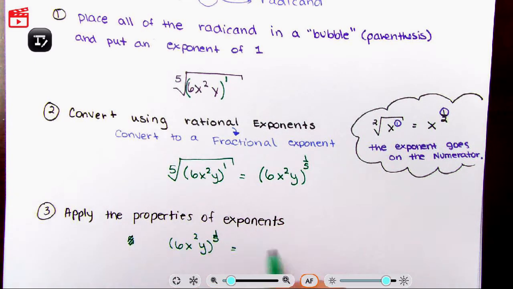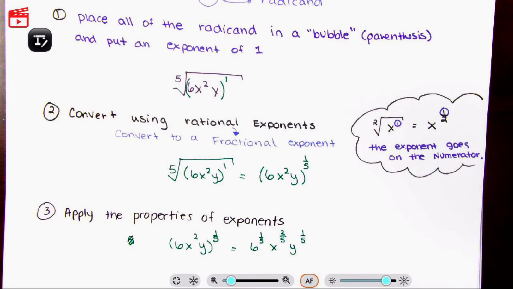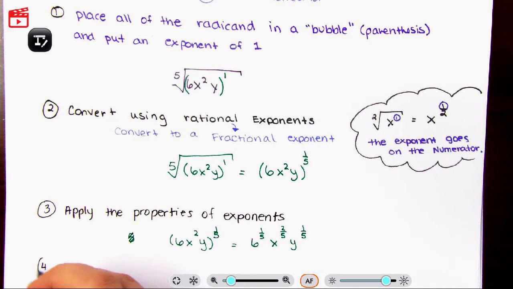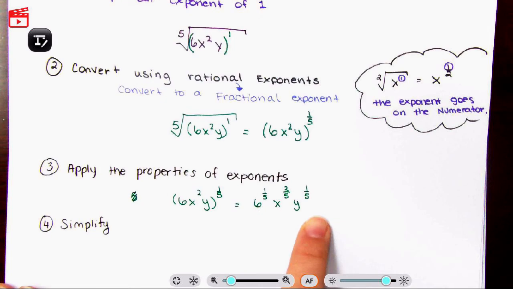We're going to apply the property. So we're going to have 6 to the 1/5 power, x to the 2/5 power, and y to the 1/5 power. Here we don't really have anything to simplify. If you can simplify here, you would. And again, it's just an example. Sometimes you're going to use a bunch of different properties, but the property that I have here didn't really do anything for us. So you're going to simplify.